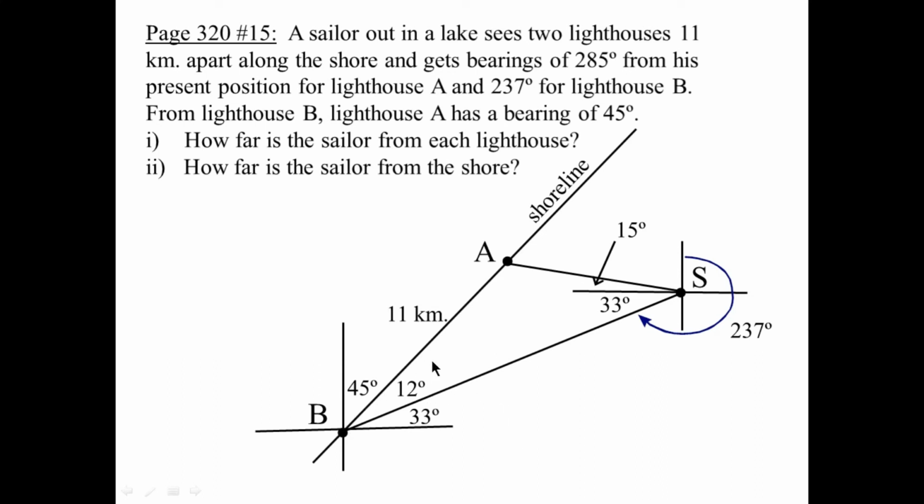And in triangle BAS, we know this is 48. It's 15 plus 33. So this is 48, and this is 12, which makes 48 plus 12 is 60. So this must be the remainder to make 180. And what, take 180, take away 60, that leaves 120. And you can check by going 120 plus 48 plus 12. Yep, that's 180.